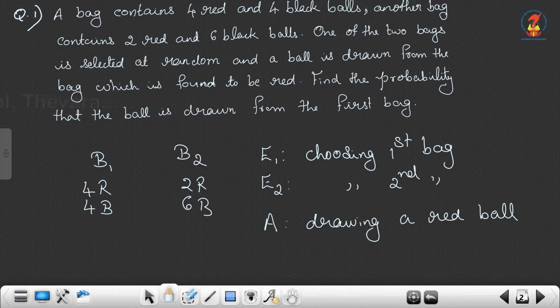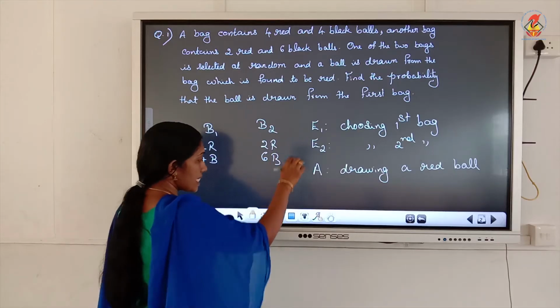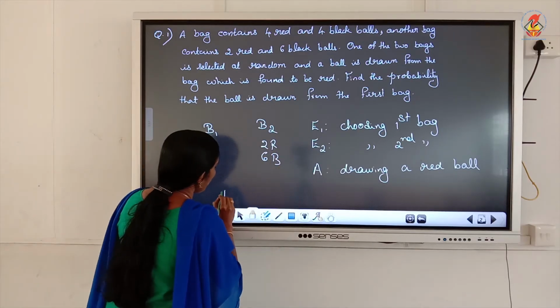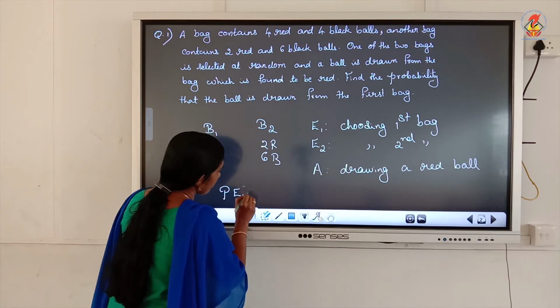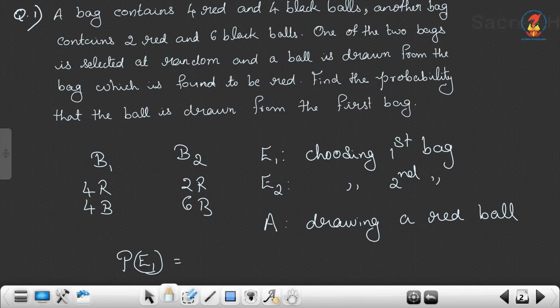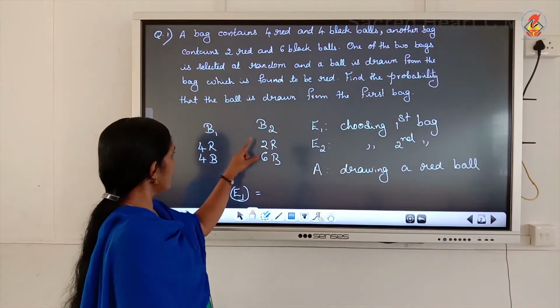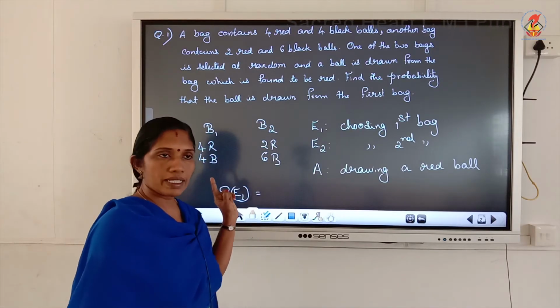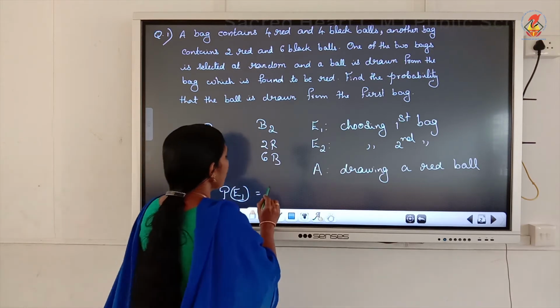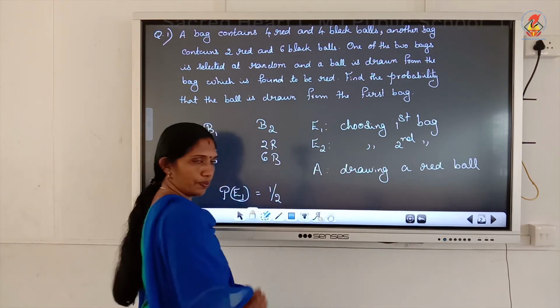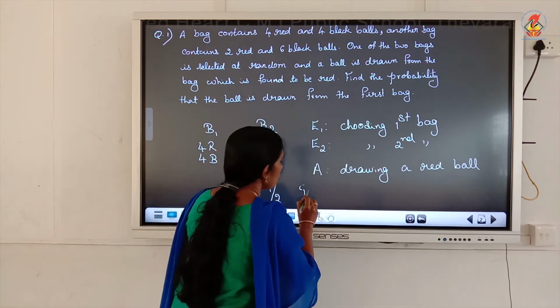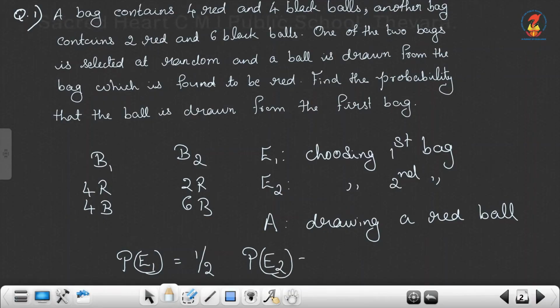Now you have to write probabilities of these events. So what is P of E1? What is the meaning of P of E1? E1 means selecting the first bag. How many bags are here? We have two bags. Then selecting the first bag means 1 out of 2. So P of E2 also. E2 means selecting the second bag. There are two bags, so selecting the second bag means it is 1 out of 2.